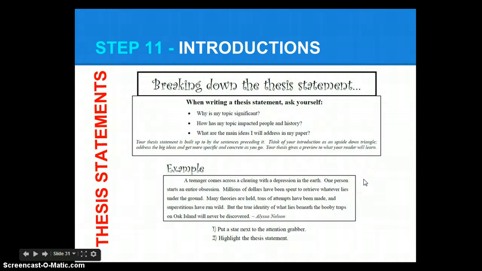So let's look at an example. A teenager comes across a clearing with a depression in the earth. One person starts an entire obsession.